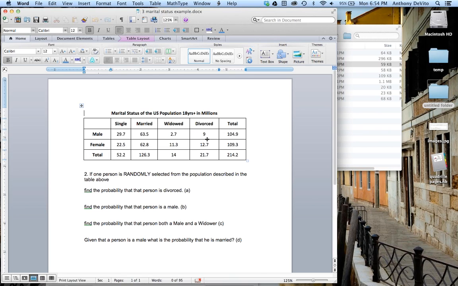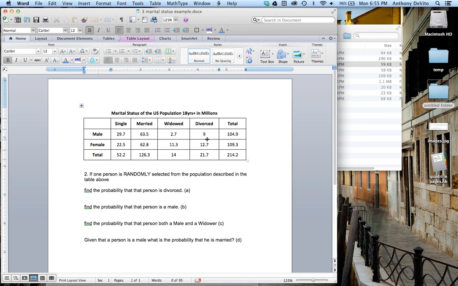So you guys, 104.9 over 214.2 million. Let's see. What's the probability that you randomly select a person and that they're divorced? Well, let's think about that. So 21.7 over 214. There are 21.7 million people divorced out of the population of 214 million. That's the probability that the individual you picked would be divorced.